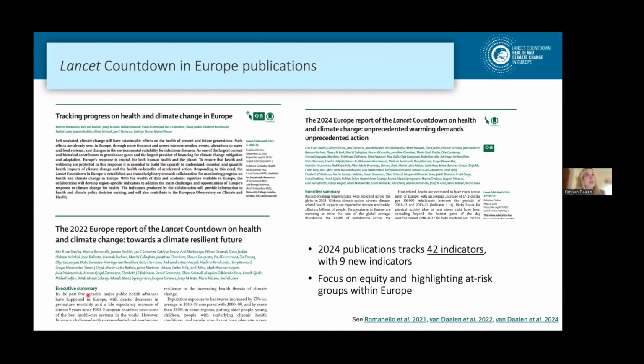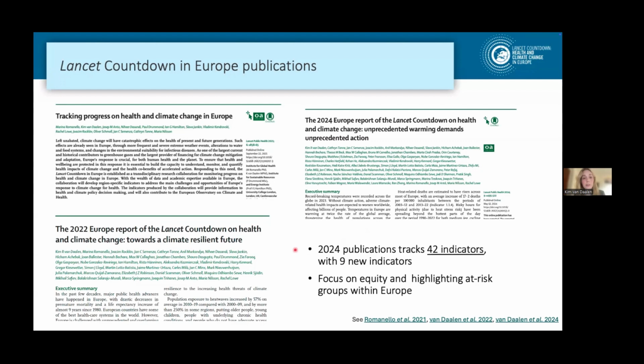So in 2021, the Lancet Countdown in Europe collaboration was founded, and we published our first publication outlining the scope of our work. Then later in 2022, we had our first indicator report, which by then had 33 different indicators. And last year, we had our latest indicator report with 42 indicators. And this included 9 indicators that were not in the previous report, but also includes updates in terms of methodology, in terms of countries that were included, the year ranges, etc.